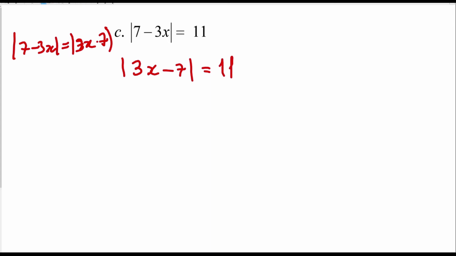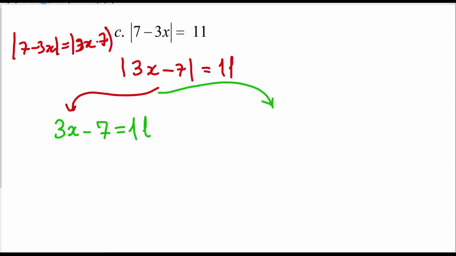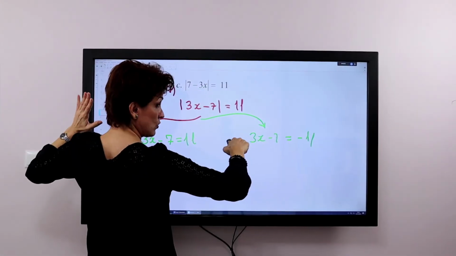So, forget about the inside. Which number has distance 11 to 0? Here could be 11. Or, there are two options. Use my brain, dear students. Like this. When you draw an arrow, your brain after a while will do it without doing this.